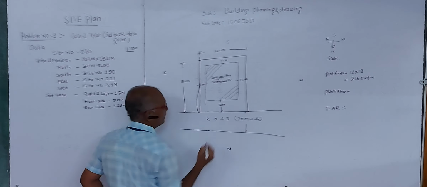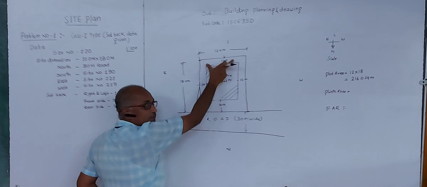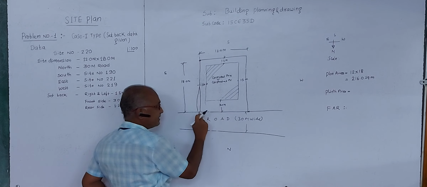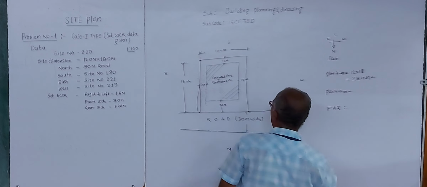Then the total outer 18 meter minus 3 meter and minus 1.2 meter gives this length. Again here this is the 12 meter. From 12 meter, minus 1.5 meter and again 1.5 meter, it gives this length. So this area is called the plinth area. This is called the side area. Here the plinth area you have to calculate.